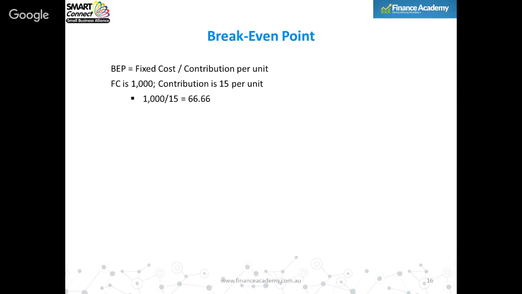Now let us calculate break-even point. Fixed cost divided by contribution per unit. So $1,000 divided by $15 equals 66.66, which means when 67th burger is sold, business makes profit.